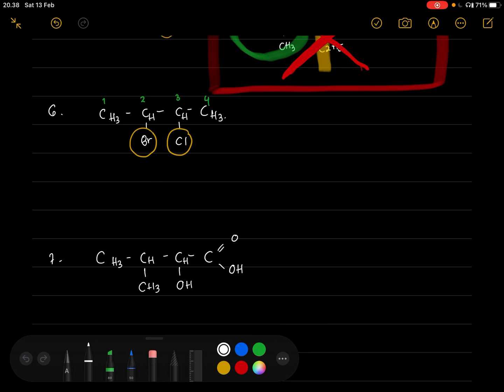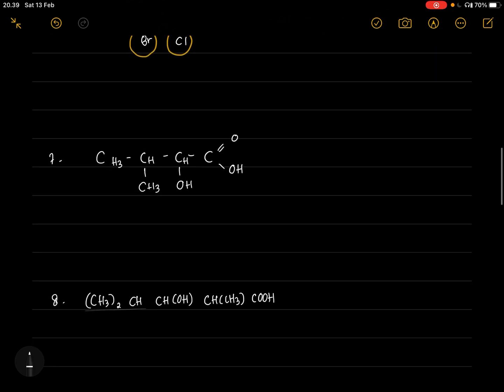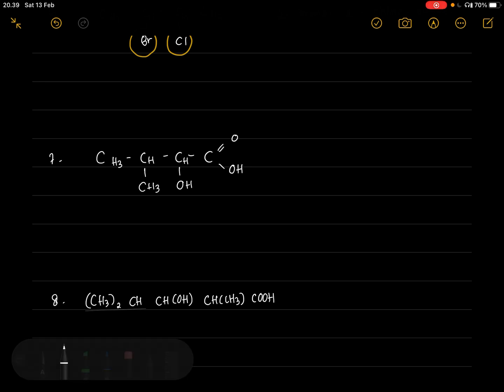Now, if the halogens are positioned as branches, the name will no longer be bromine, chlorine or iodine, but it will be suffixed with the O. So like bromo, chloro, iodo. Here we have 2-bromo, 2-chloro butane. Okay, so B will come first before C. And then in number 7, I give another functional group. Here we have the carboxylic acid group.